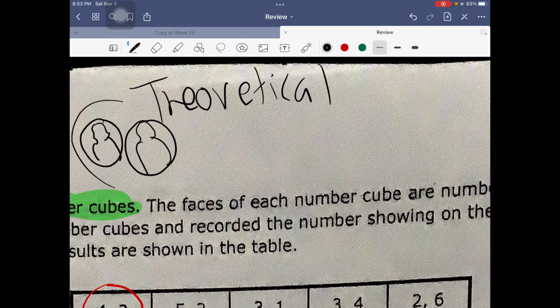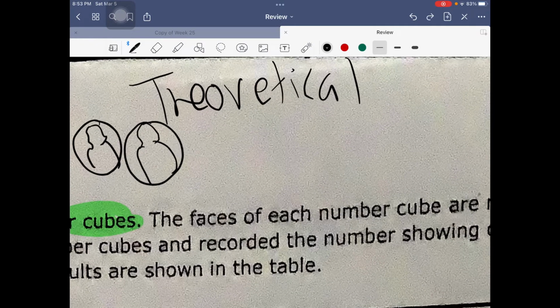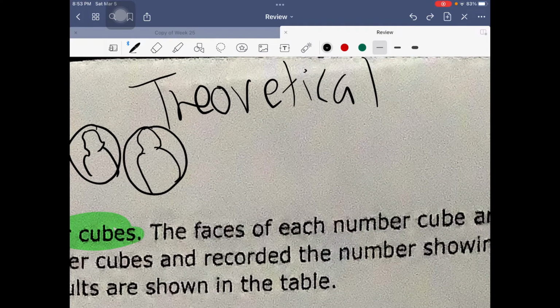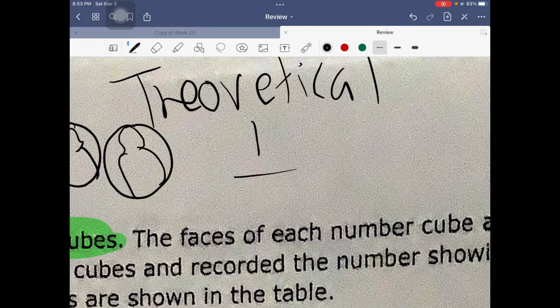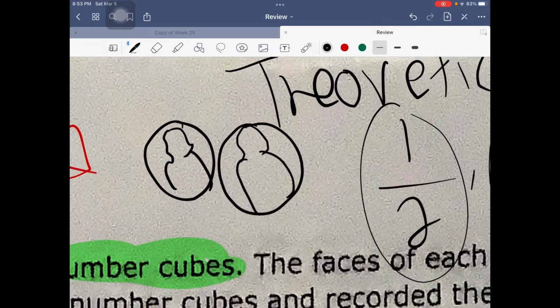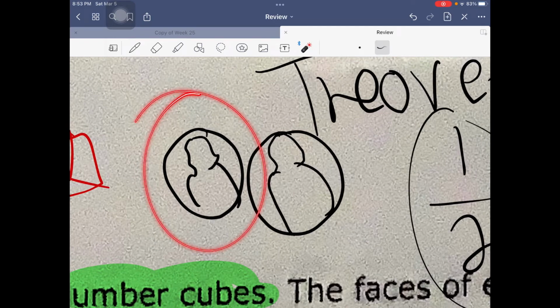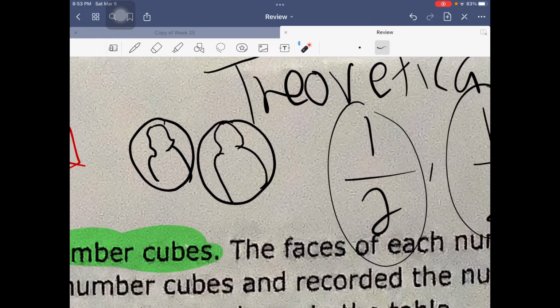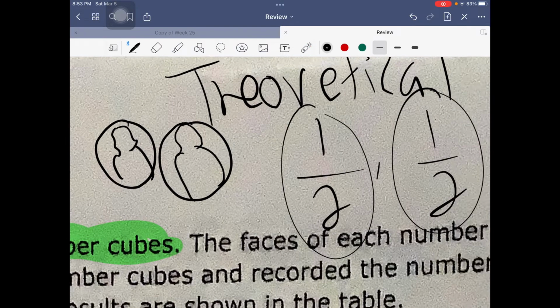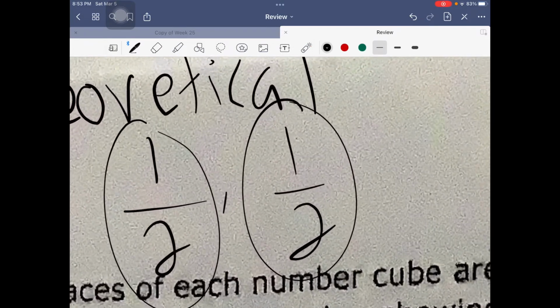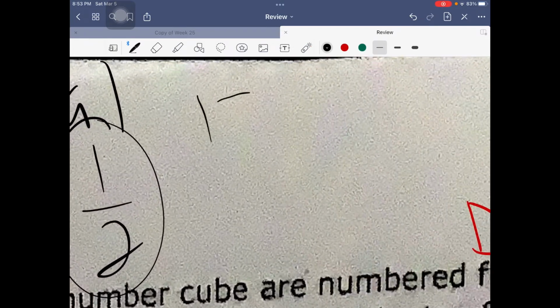If you flip 2 coins, theoretically, you should get 1 tails and 1 heads. But can you get 2 heads if you did 2 throws? Can you get 2 tails by any chance? Yes. Theoretically, we should get 1 tails and 1 heads.